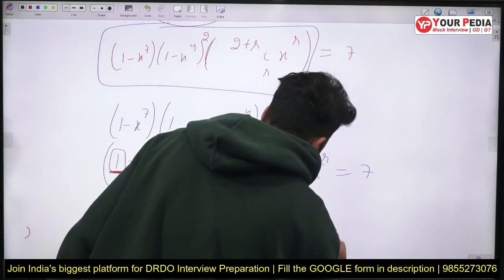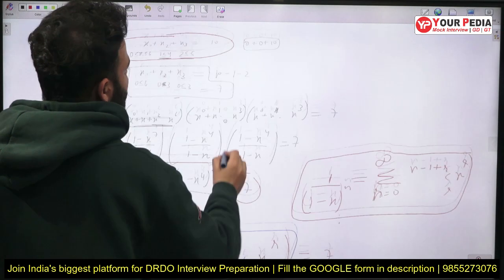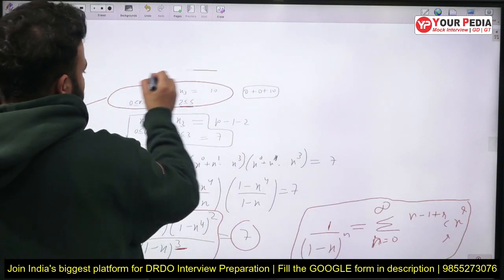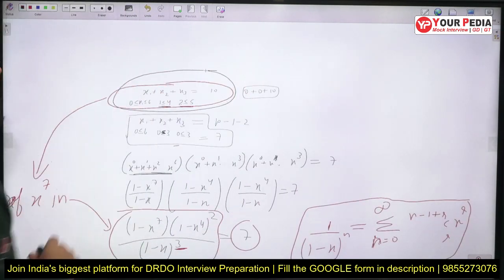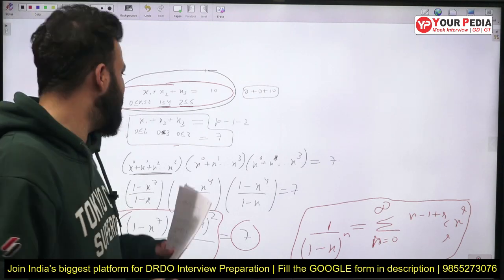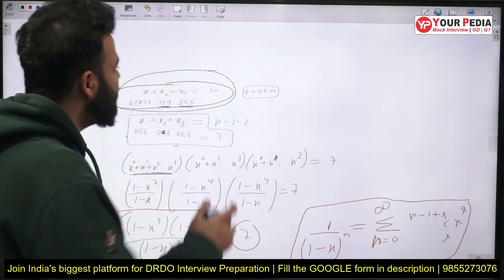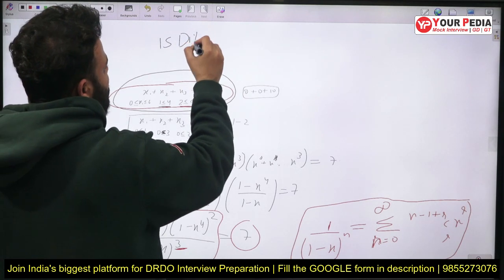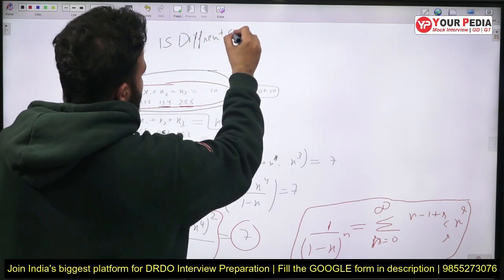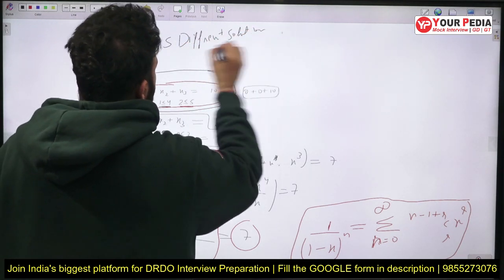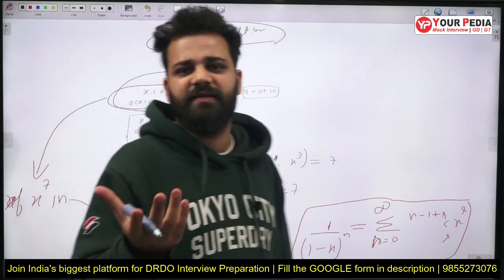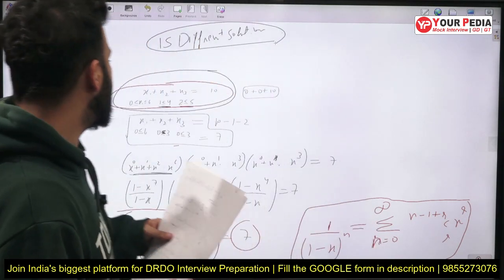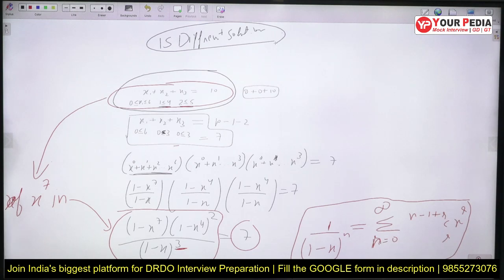So there are 15 different solutions for this equation. If x1 plus x2 plus x3 is equal to 10, and these are the constraints, then there are 15 different solutions for this equation. So this is how you apply generating functions, and this is the application, or you can say this is how you solve any question which will be having constraints or irregularities using generating functions.